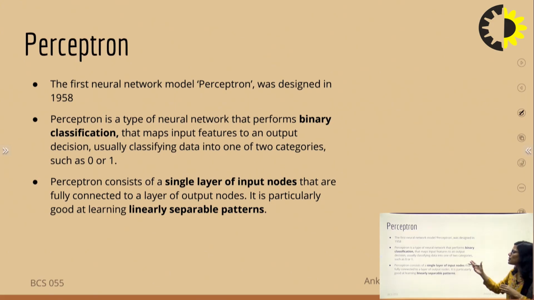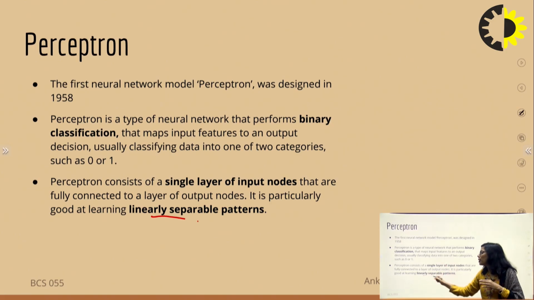The perceptron consists of a single layer of input and output nodes. So in the perceptron we have only two layers. First is the input layer, in which we have the input nodes, and then we have the output layer, in which we have the output nodes. Also, the perceptron works only for linearly separable patterns. So what is linearly separable data? It is data in which we can divide the data into two different categories without any issues.